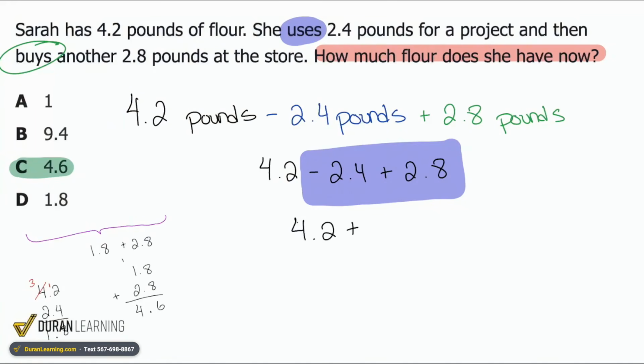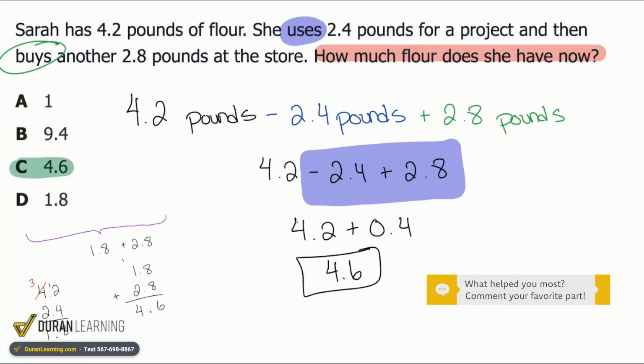4.2 with a positive 0.4. Can someone help me out? What's 4.2 plus 0.4? Oh yeah, that's the correct answer that we just got a couple of moments ago, but we did it in less than half the time. So there we are, everybody. Correct answer here is going to be C, 4.6, and we are ready to move on to the next one.